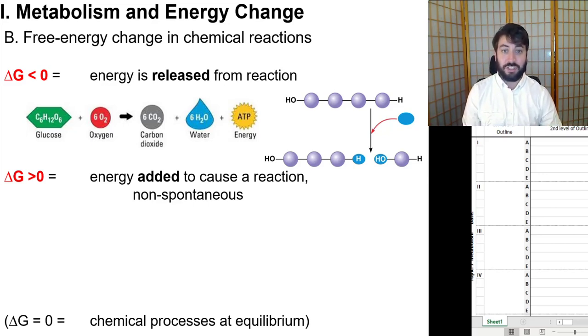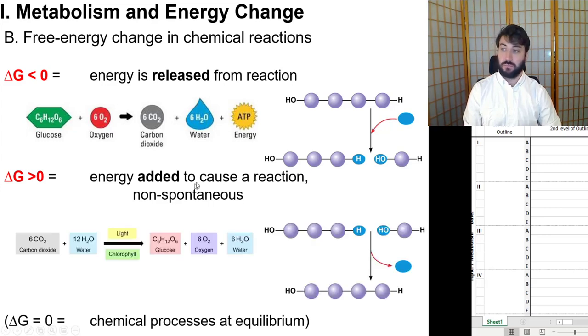Now, when delta G is greater than 0, or positive, energy has been added to the system to cause the reaction, and the products have more potential energy than the reactants. Photosynthesis, for example, is an anabolic reaction that utilizes carbon dioxide gas and water to store sunlight energy as glucose. So when delta G is positive, products of the reaction have more energy stored in them. So how do we store energy? By making bonds.